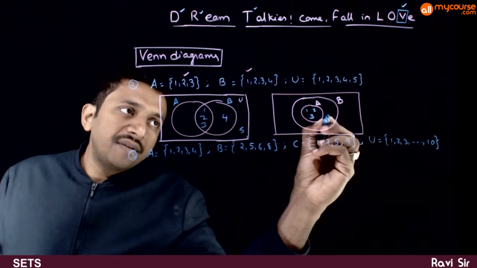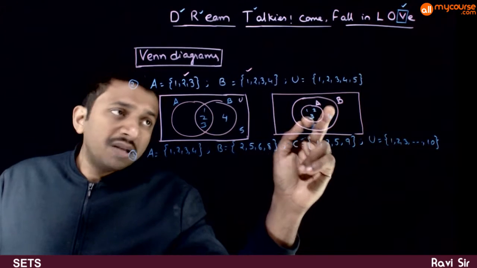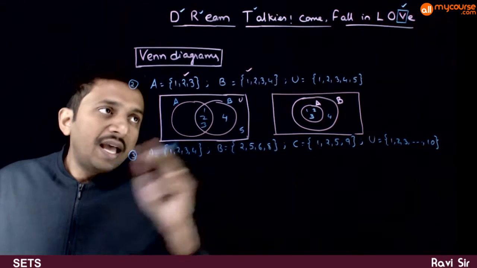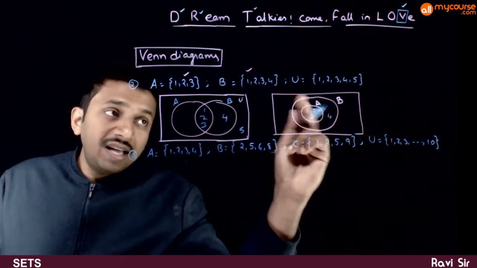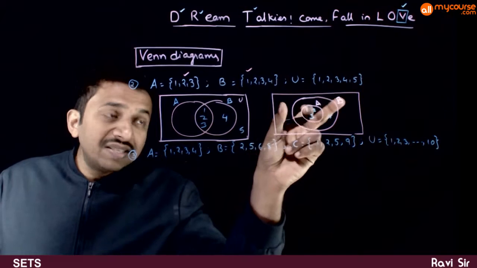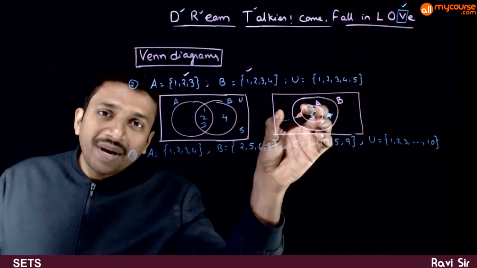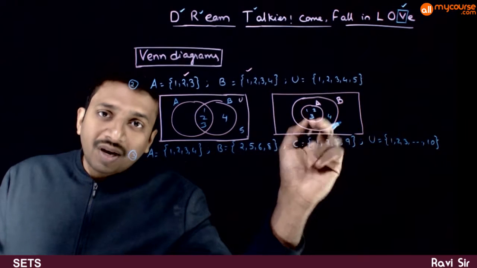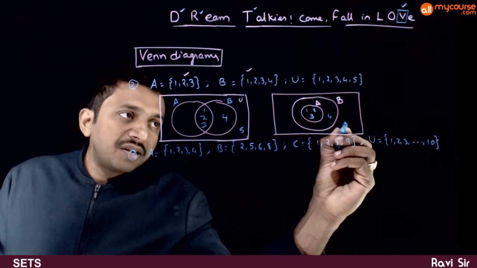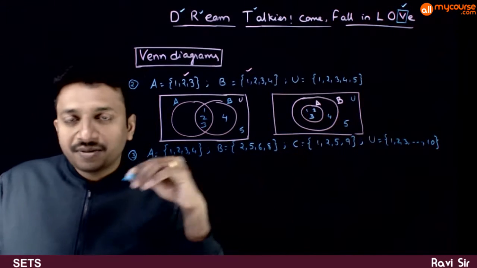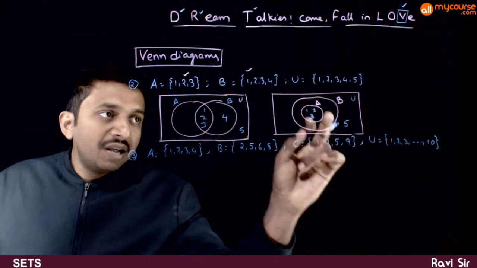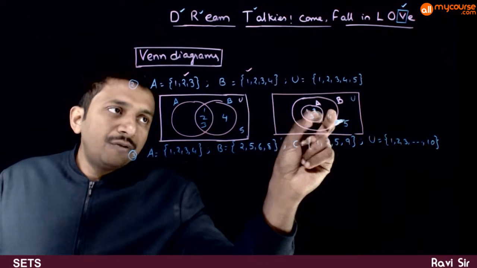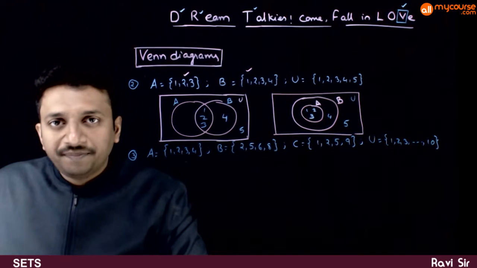And next you have an element 4 which is present in B but not in A. This 4 is outside A but inside B. And the universal set is the total rectangle. As you can see, the universal set is encompassing all this. So 1, 2, 3, 4 have already been covered. So you have an extra 5 in the universal set. 5 is present in the universal set but not in B. 4 is present in B but not in A. This 1, 2, 3, 4 are present both in A and B.